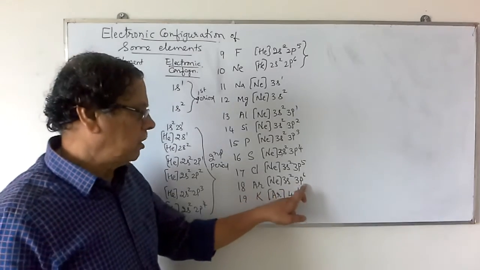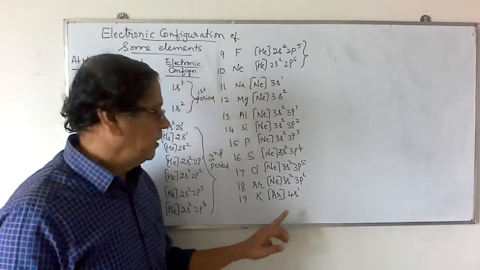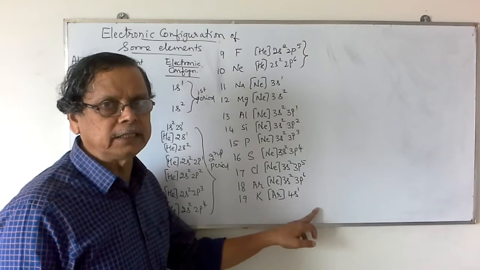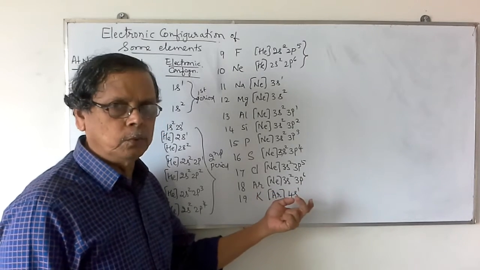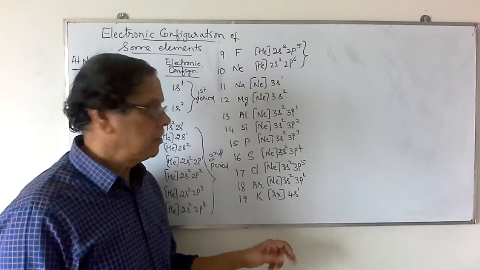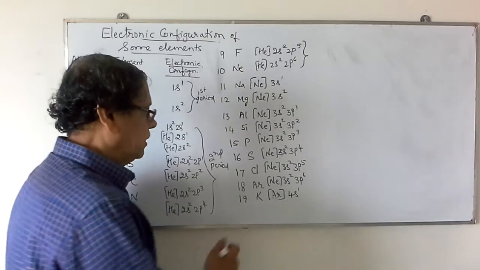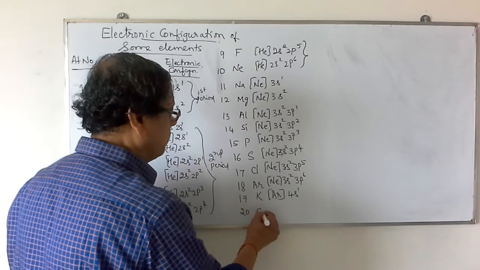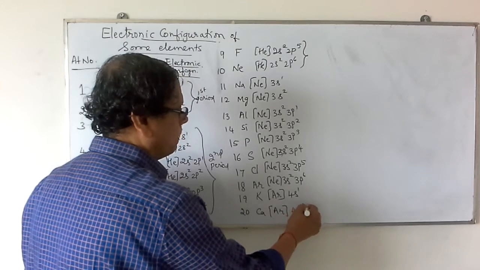Remember, before 3d, we are having the electron in the 4s orbital, because if you compare the n plus l values for these two, 4s and 3d, 3d will be having 3 plus 2, 5. 4s is having n plus l value 4 plus 0. So 4s is having the lower energy as compared to 3d. That's why for potassium we write argon 4s1. With 20 calcium we write argon 4s2.